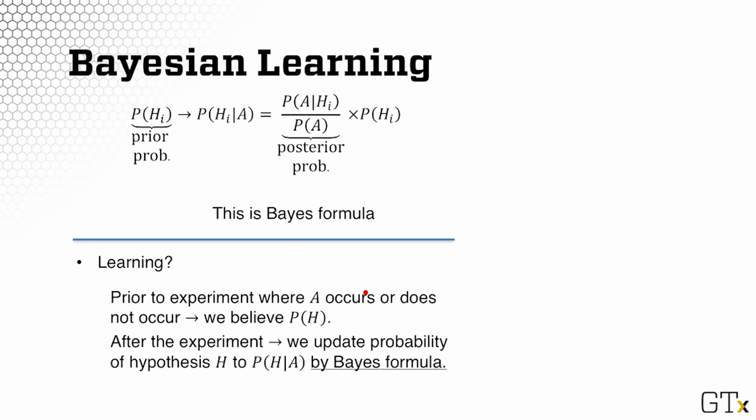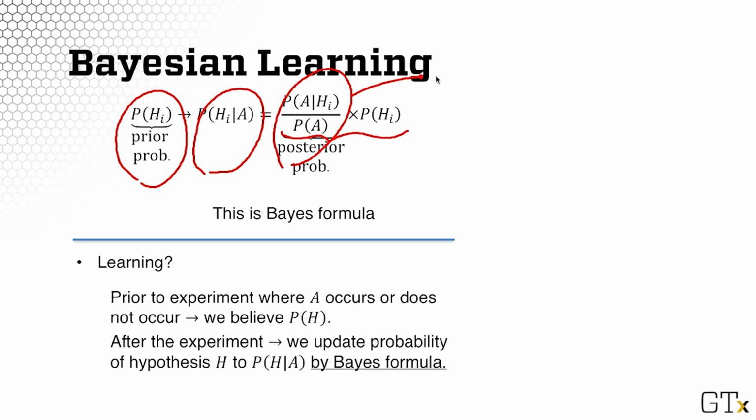We start with prior probability, and we go to the posterior probability. And this posterior probability is essentially the probability of A given HI over the probability of A. Sometimes this quantity is called Bayes factor, times the probability of HI. So this is Bayes formula. The probability of hypothesis given event A is the probability of A given hypothesis times the probability of hypothesis divided by the probability of A.